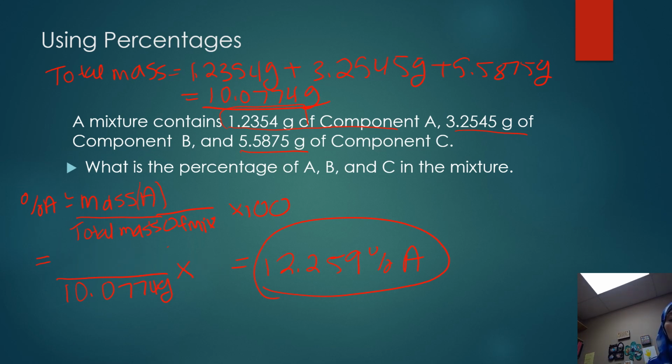Okay, now if we were going to do component B, we would do the same thing. So I'm going to erase this here, and we're going to work on component B this time. Notice the only thing I'm going to change is just this part right here. The percent of B is the mass of component B, but still divided by the total mass of mixture. So in this case, it'll be 3.2545 grams on the top multiplied by 100 here. So that should have gotten you 32.295% B.